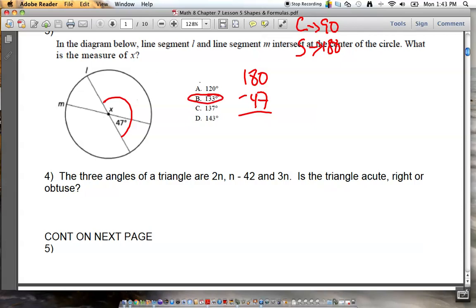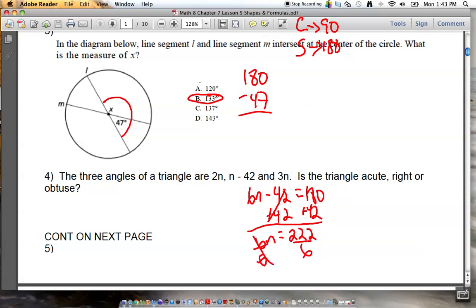Last but not least, actually we have two more to go. Three angles of a triangle are 2n, n minus 42, and 3n. Is the triangle right, acute, or obtuse? Add them up, set them equal to 180. 2n plus 1n is 3n, plus another 3n is 6n, minus 42 is 180. Add 42 to both sides. 6n is 222. Divide by 6. N is, let's see, we got 37.